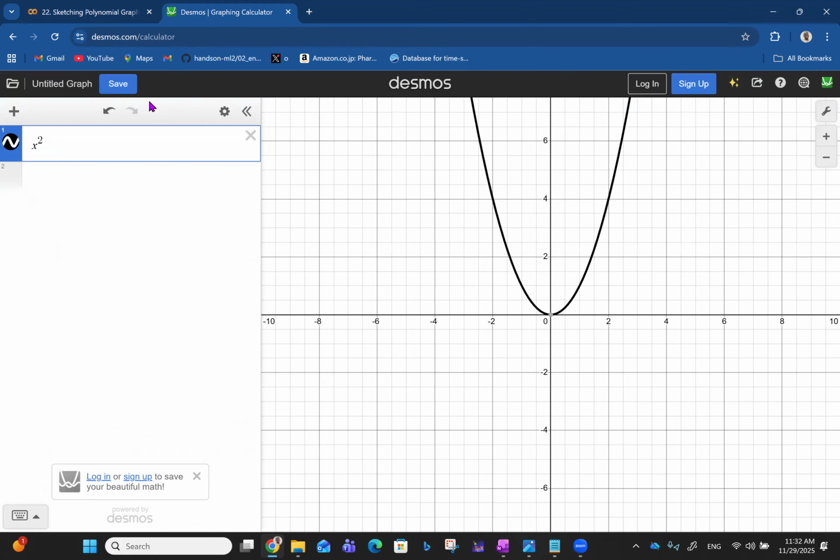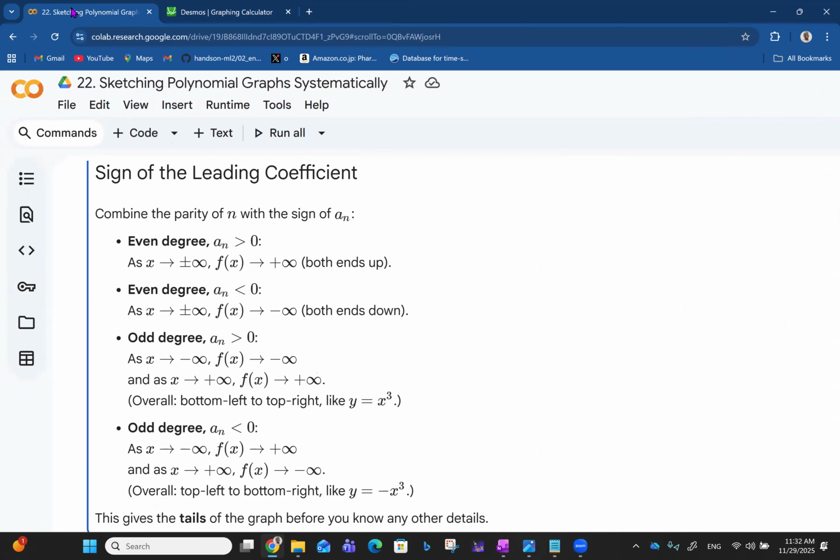So we saw y equals x cubed the other time. Now let's see it again. You see, as x is approaching infinity on the positive side, the function is approaching positive infinity. As x approaches negative infinity, the function approaches negative infinity.